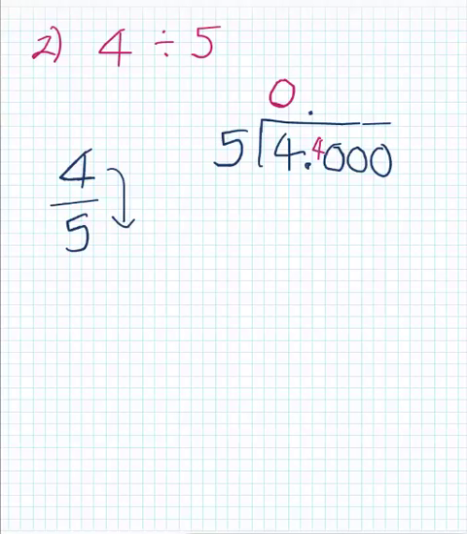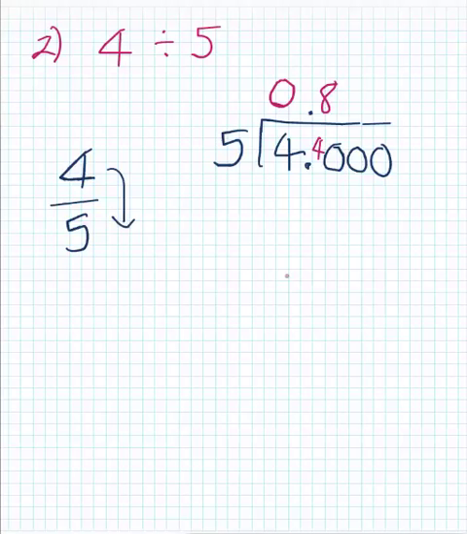Now I have 40. So 5 into 40 can go, 8 times 5 is 40. So 8 times. There were no remainders, so that's my answer, 0.8. If I kept having remainders, I'd keep adding it on to the zeros until it stops or until you find the pattern.